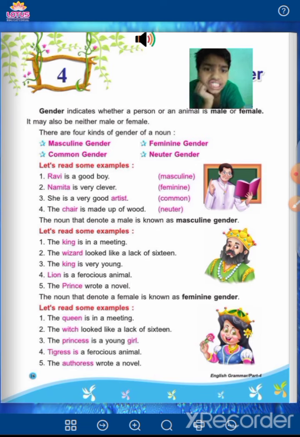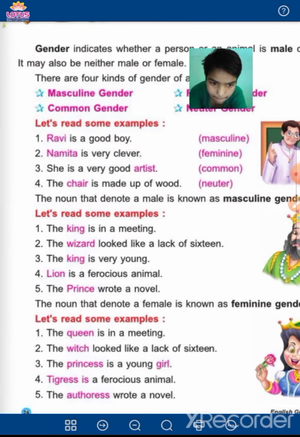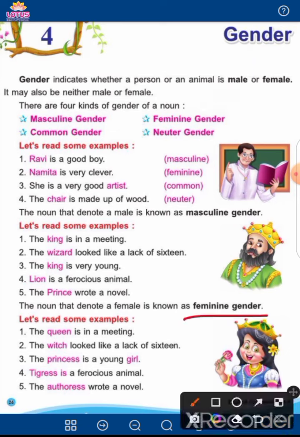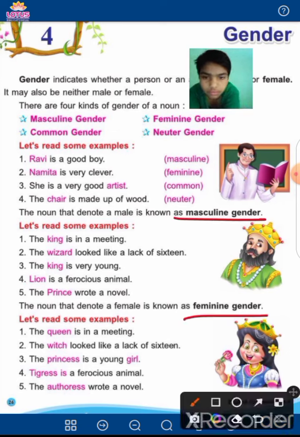Now my another question has arisen. What is feminine gender? Does feminine mean female? Let's see. A noun that denotes a female is known as feminine gender. Let's see some examples. The witch looked like a lass of 16. The princess is a young girl.